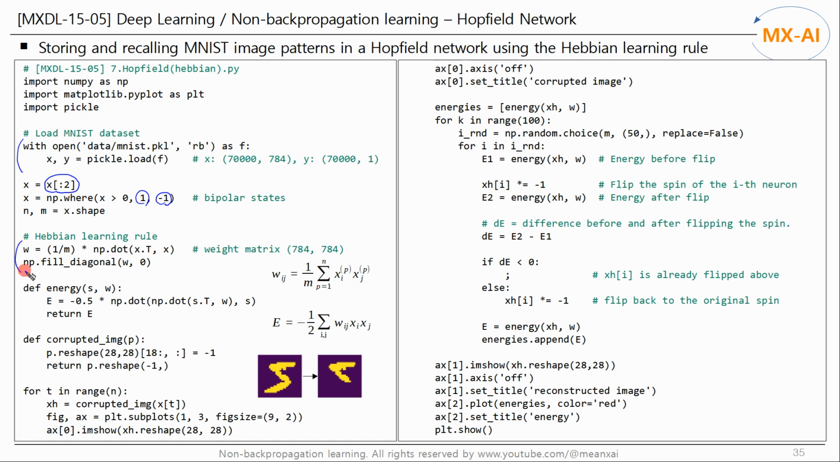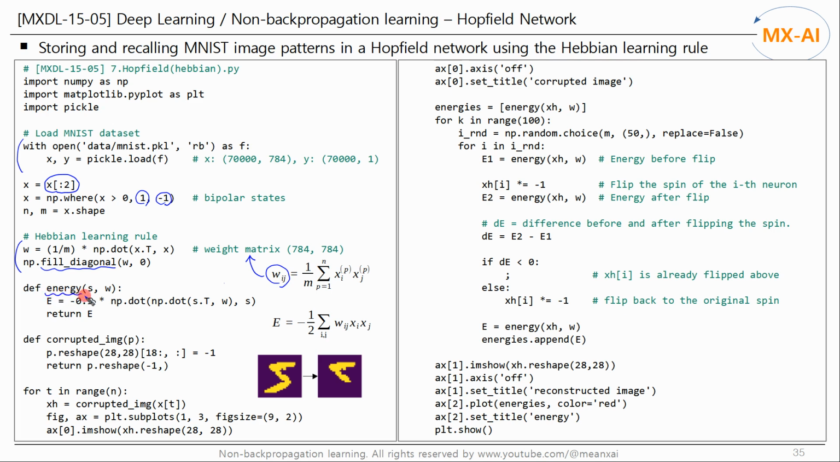Next, we compute the weight matrix of the Hopfield network using the Hebbian learning rule. Fill the main diagonal of the matrix with zeros. The 2 MNIST image patterns are stored in the weight matrix. Now that the weights have been determined, we can say that the Hopfield network is trained.